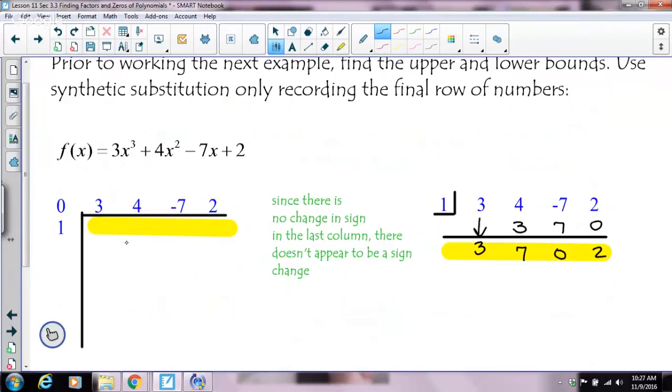So this row is what I'm going to bring over. 3, 7, 0, 2. So now I look. All of these numbers are positive because I can make 0 positive. So what did I just discover? The upper bound. Now, how's that going to help me? Well, can you find the possible rational zeros for this? How do we do that? Plug them into that formula thing. Yeah, P, Q, and then P over Q. Yep.